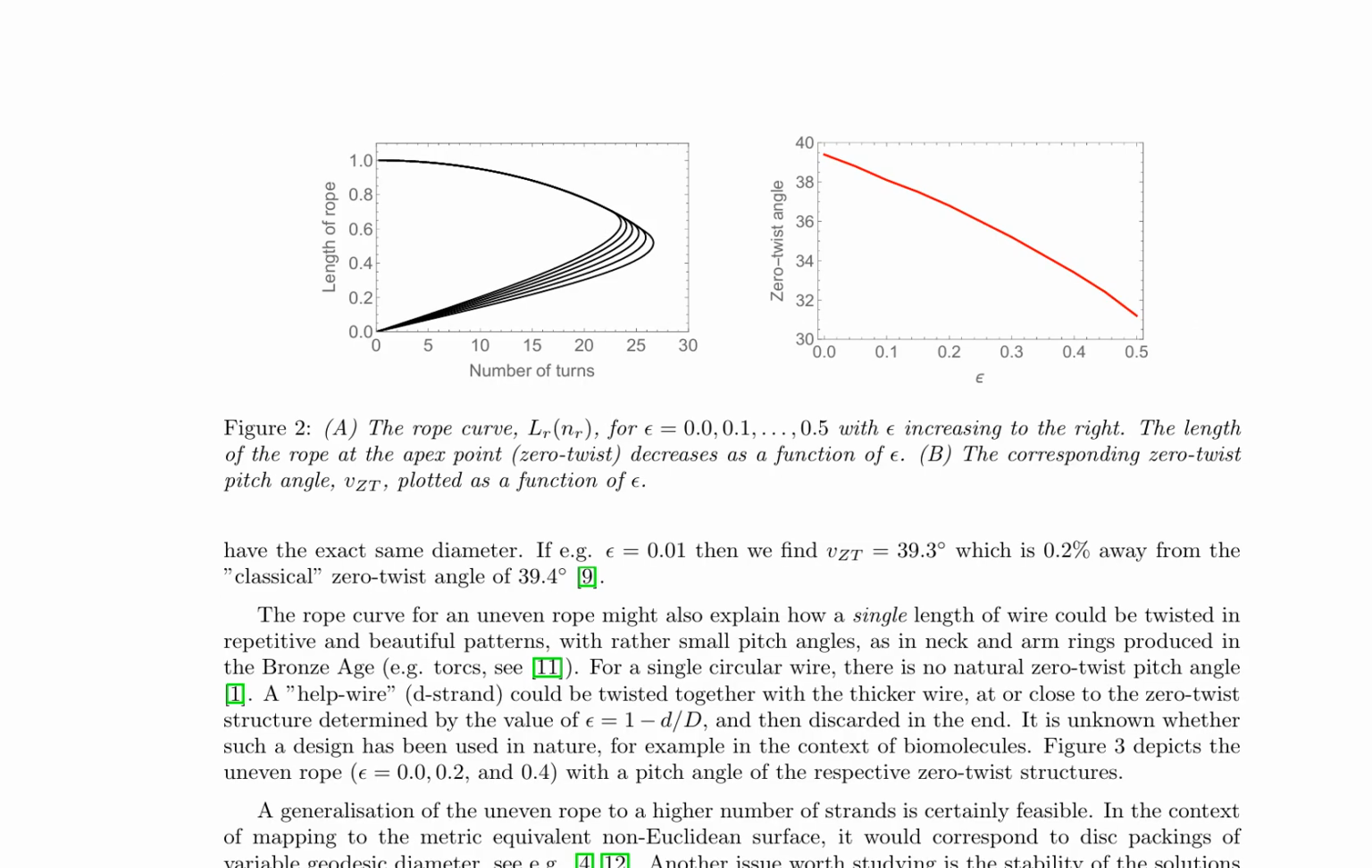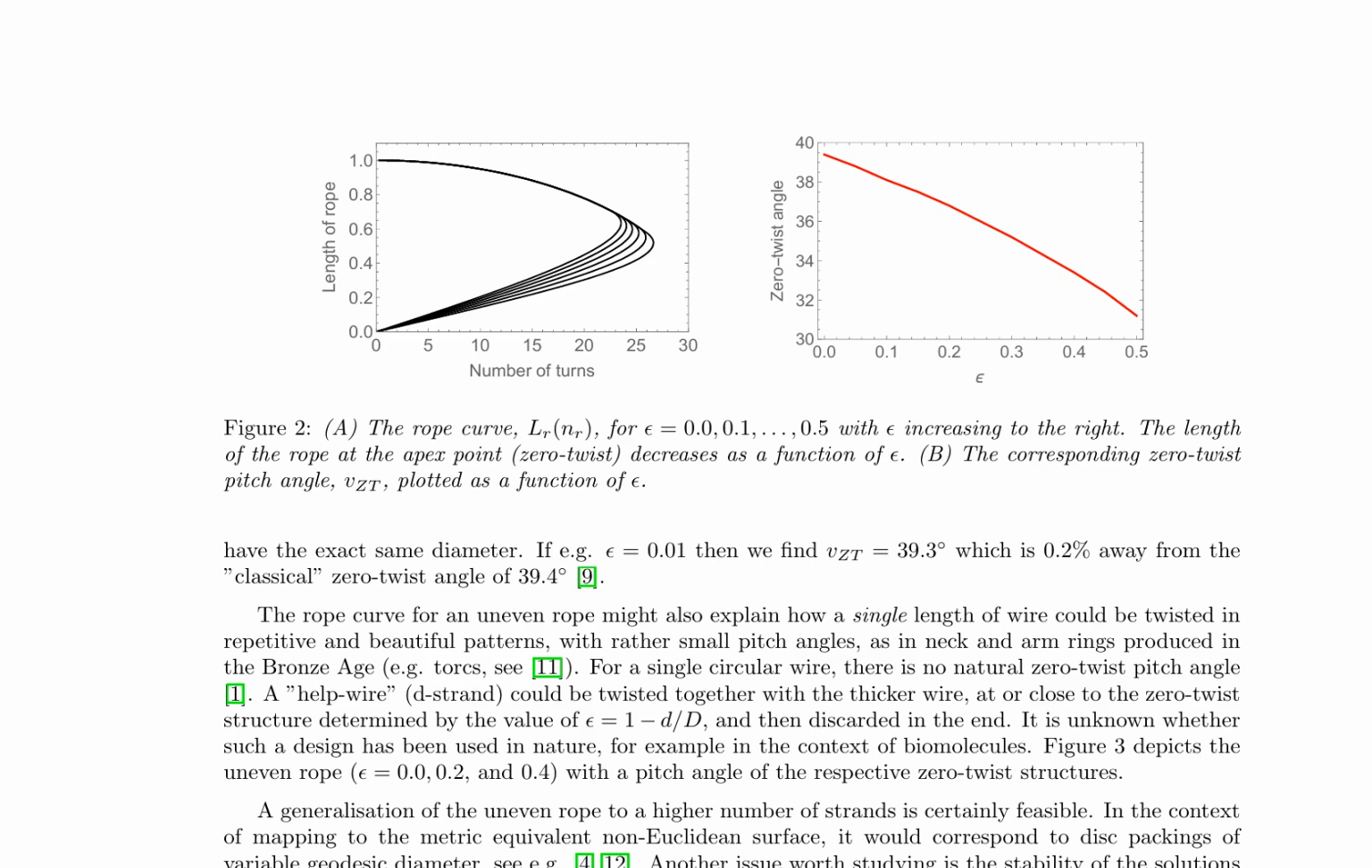The paper delves into the geometry of ropes, specifically focusing on the uneven rope model where strands of different diameters are intertwined. A mathematical analysis is presented, demonstrating that this structure can be mapped to a non-Euclidean surface of two-dimensional space with constant negative curvature. This mapping enables the calculation of various geometric properties, such as the length of the rope at the apex point and the zero twist pitch angle.